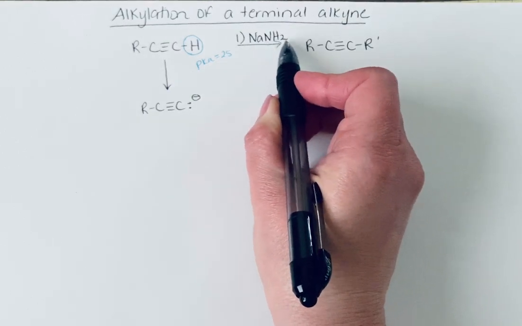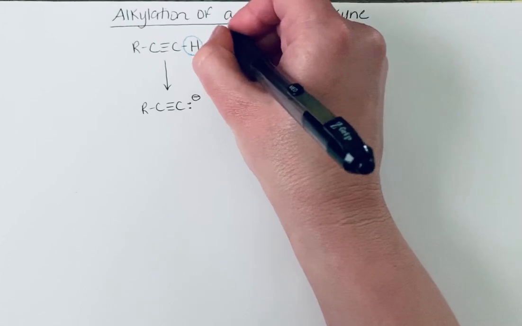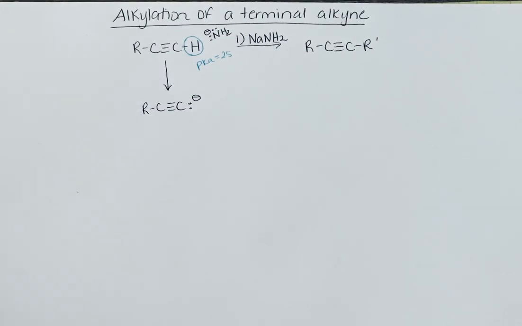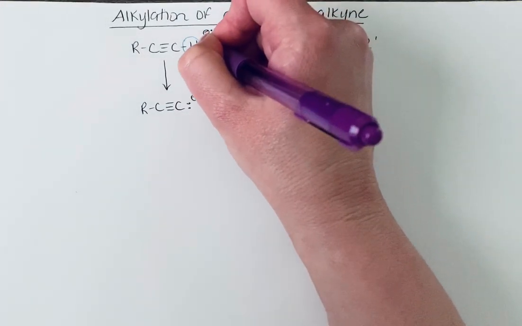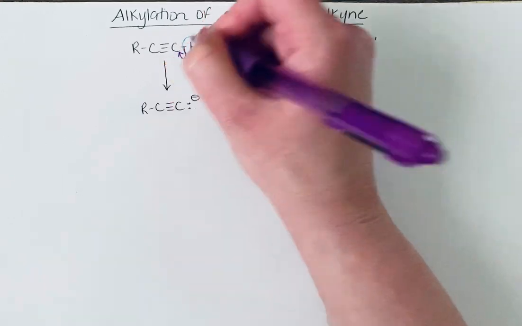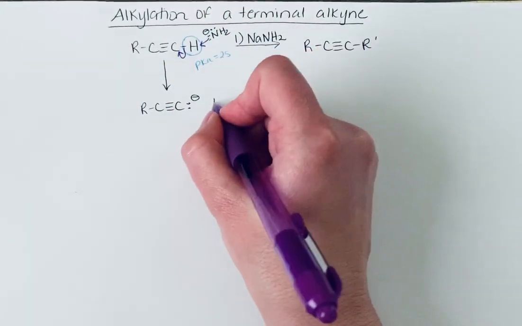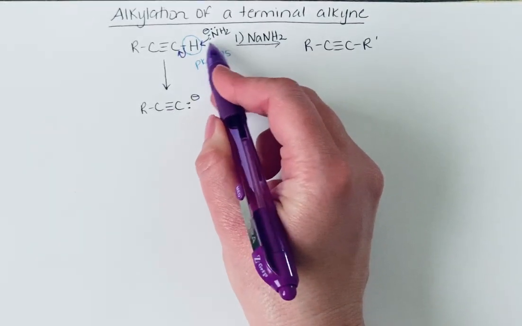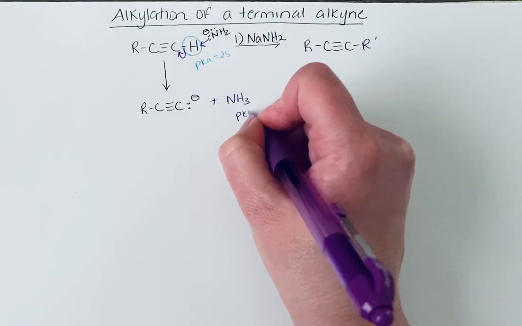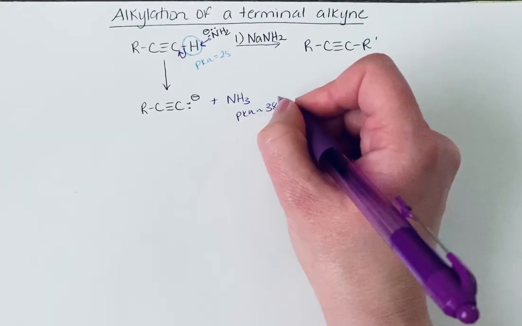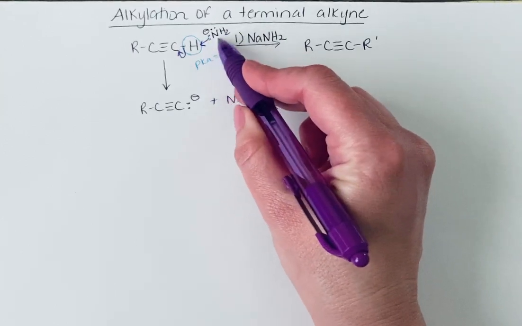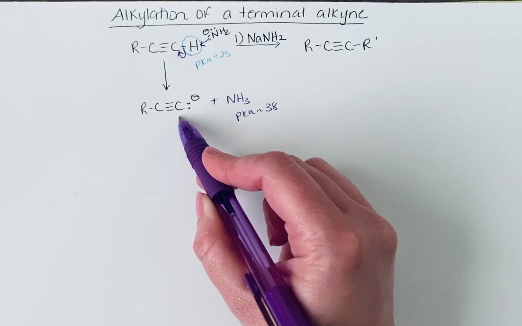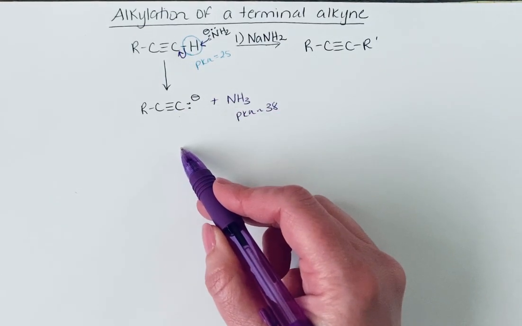The base we are using here is NH2 minus. So we are using this base to remove this hydrogen and push the electrons onto here. So what we are forming is ammonia, NH3. And ammonia, the conjugate acid of this NH2 minus, has a pKa of around 38, meaning that this NH2 minus is a stronger base than the ion that we form, and so this acid-base equilibrium will be favorable.